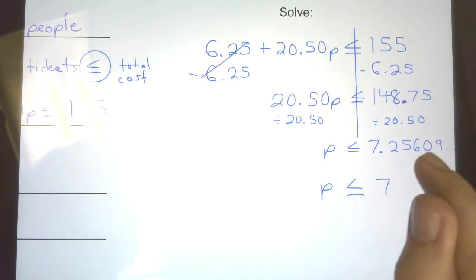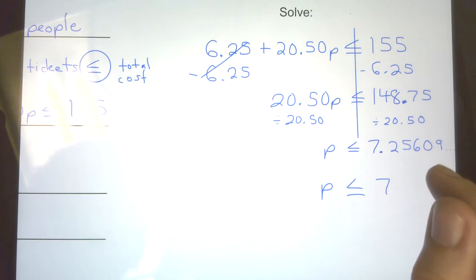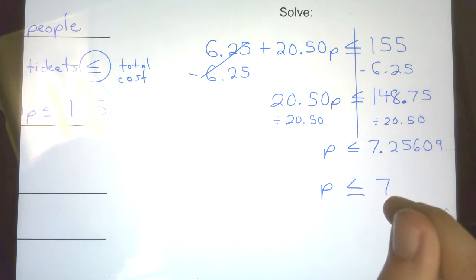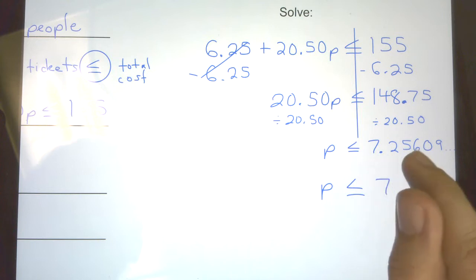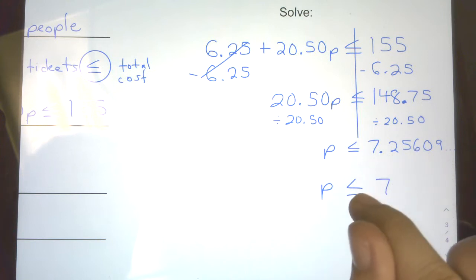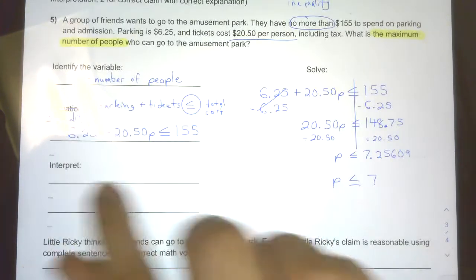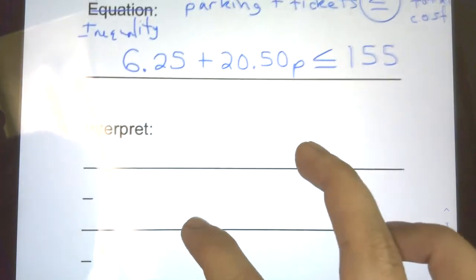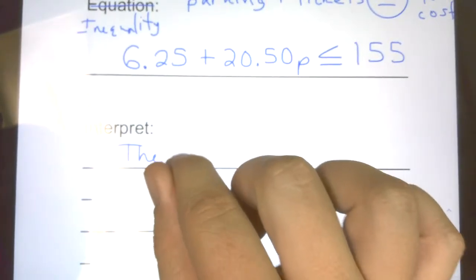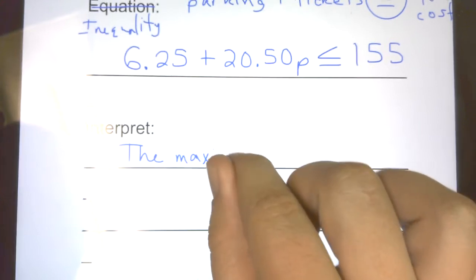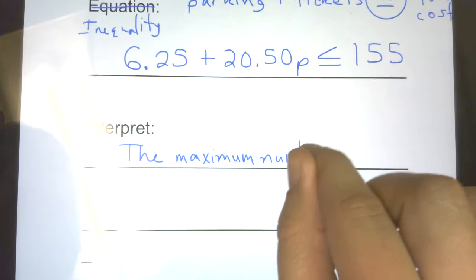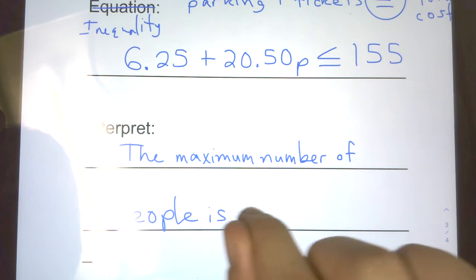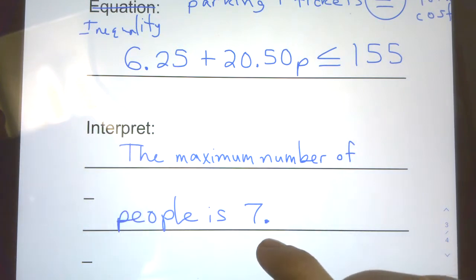Anything past 7.2 is going to be too expensive for this group, friend group. So we know that 7 is going to work because it's smaller than the 7.25 number. So I'm going to use this. P is less than or equal to 7. So for my interpretation, I'm going to restate the question: what's the maximum number of people? The maximum number of people is 7. And really, I should have restated that using our inequality words.